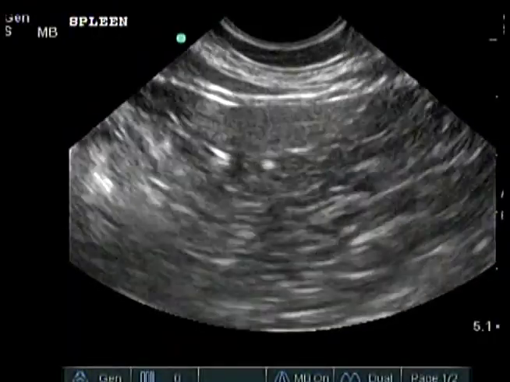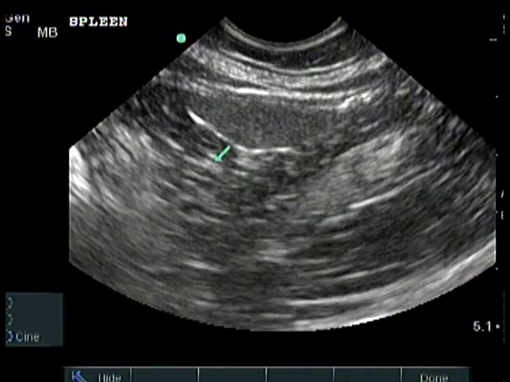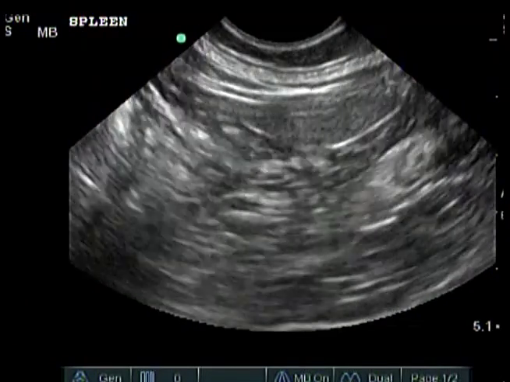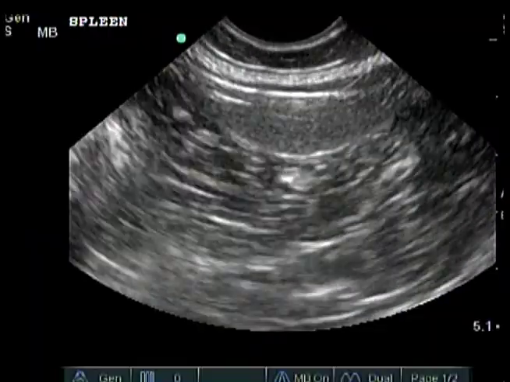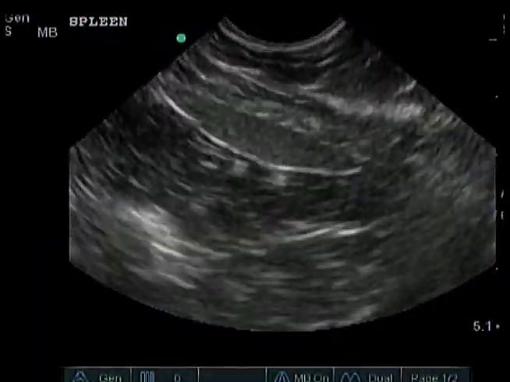The normal cat spleen can often be seen in a single transducer path from head to tail. A normal cat spleen is never enlarged. In the cat, the spleen does not act as a reservoir for blood, as it does in the dog. Occasional splenic veins can be seen crossing the visceral surface of the splenic capsule.